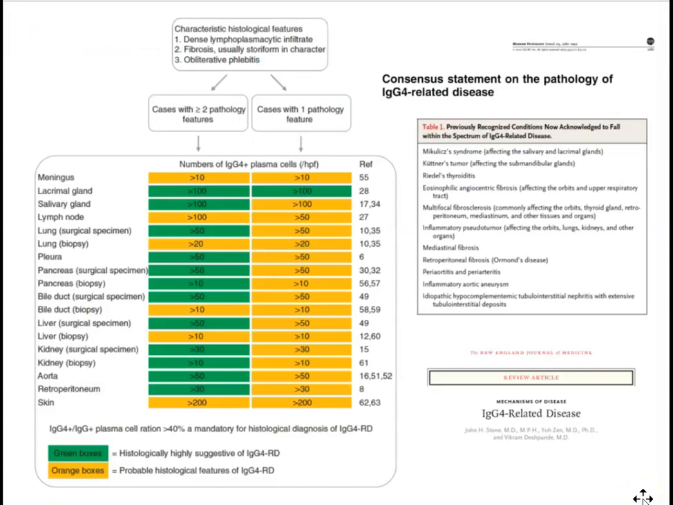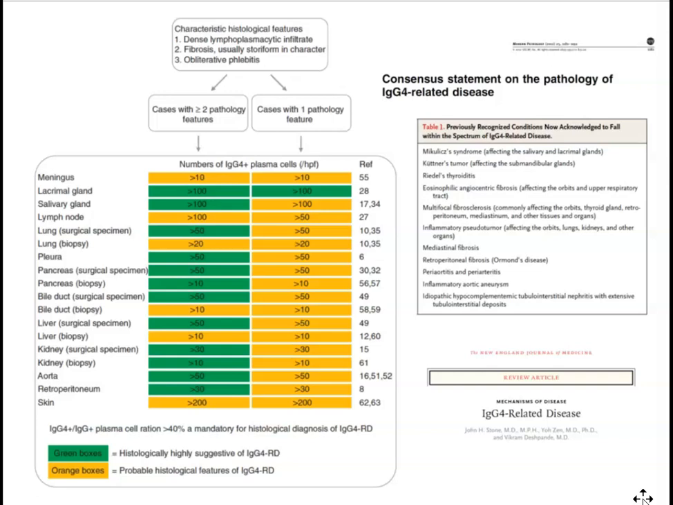As the disease may present in multiple organs, IgG4-related disease has been called by many names in the past, including Riedel's thyroiditis and idiopathic retroperitoneal fibrosis. It is characterized by an increase in IgG4 expressing plasma cells.